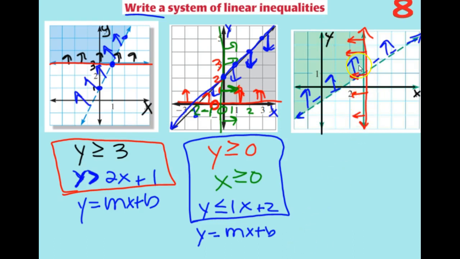So I'm going to do this red one first. It's cutting through the x-axis at 1, 2, 3. It's a solid line, so equal to, and we're shading towards 2 and 1, which is less than 3.